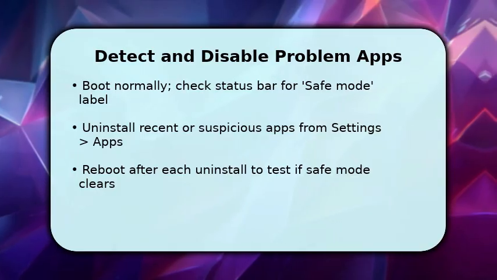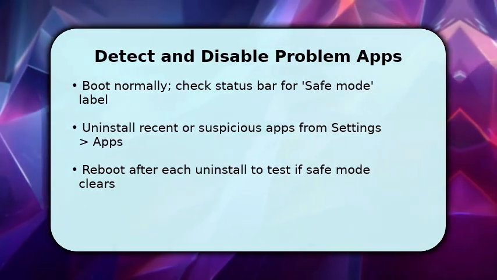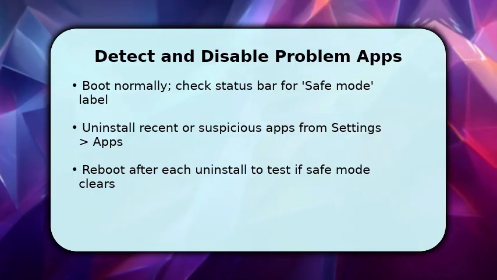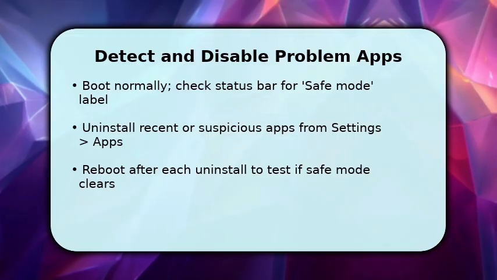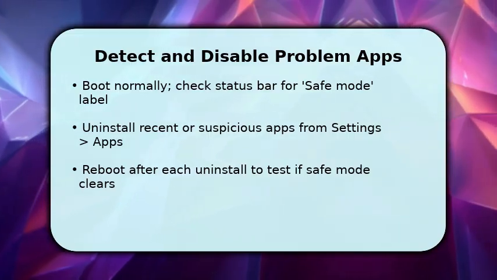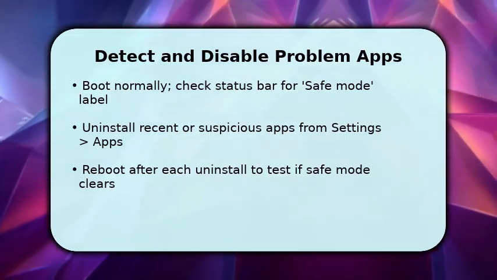If it remains, you need to isolate apps. Go to Settings, Apps, sort by install date, and uninstall the most recent or suspicious ones first. After each uninstall, reboot the phone to see if safe mode clears. This helps you identify the offending app.